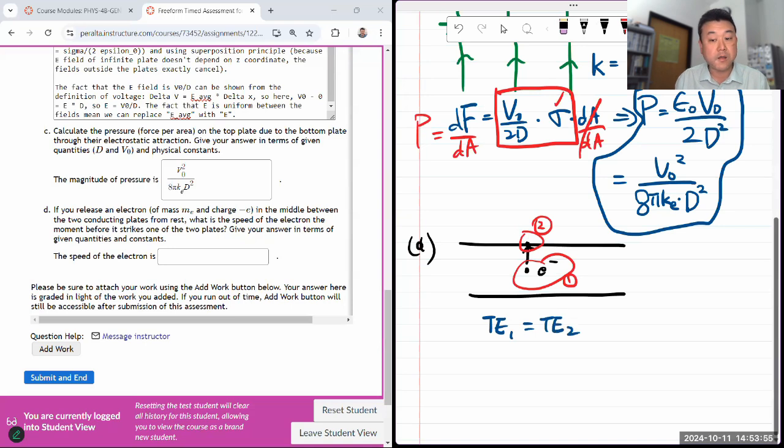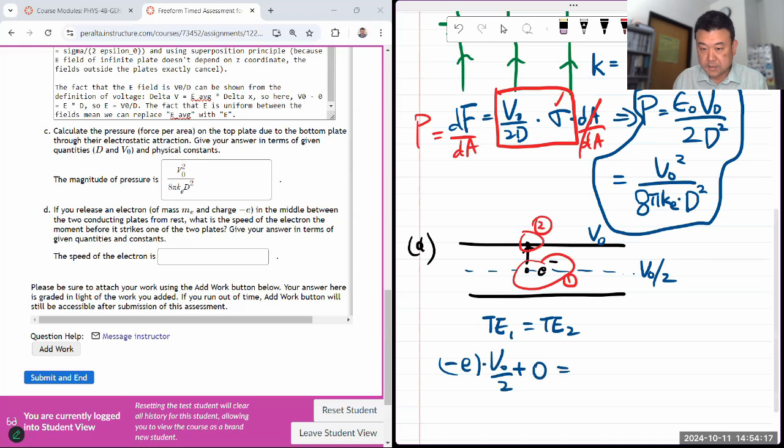Total energy in snapshot 1 is just the potential energy. Here my voltage will be V naught over 2, and here my voltage will be V naught. So the potential energy is minus e, the charge, times V naught over 2, plus the kinetic energy, which is 0 at this snapshot because it's released from rest. In this snapshot, my potential energy is the charge times the voltage, and the difference will end up being e V naught over 2, plus the kinetic energy, 1/2 m v squared.